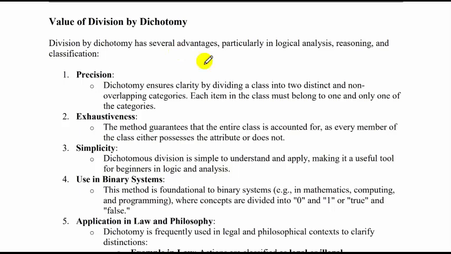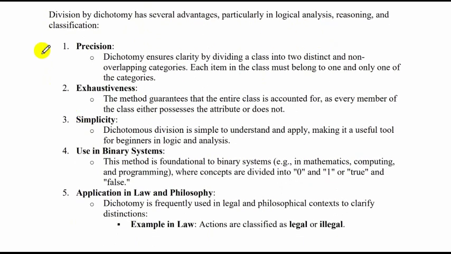Value of division by dichotomy. Division by dichotomy has several advantages, particularly in logical analysis, reasoning, and classification. Basically, there is more precision in our understanding when the classes are further subdivided into two distinct and non-overlapping categories. Each item in the class must belong to one and only one of the categories. So we are now narrowing down the terms into separate categories.